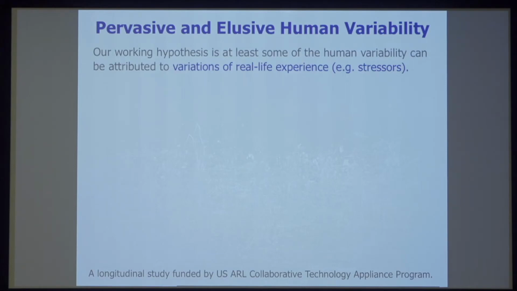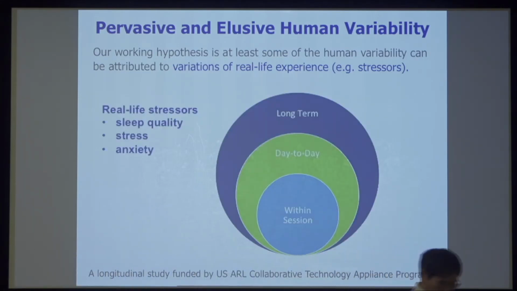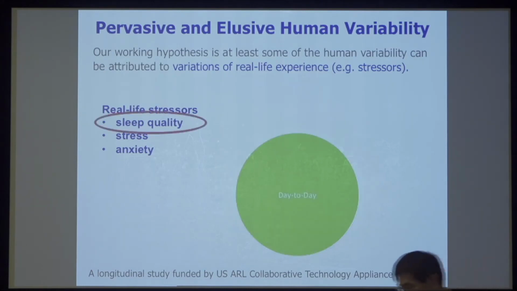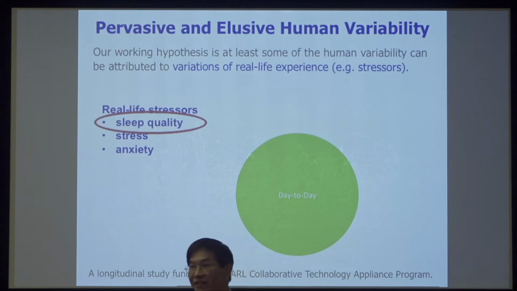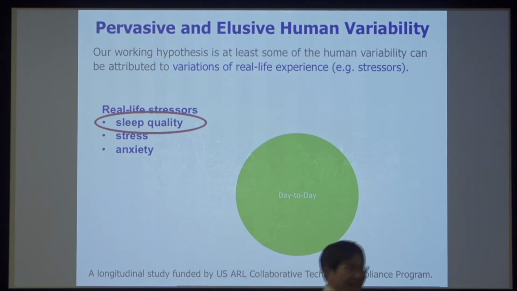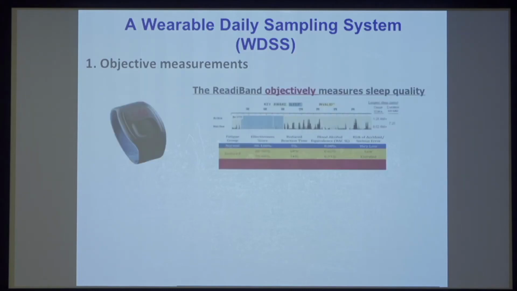So, the next few slides, I'm going to focus particularly on day-to-day variabilities and also sleep quality. We believe that sleep quality will be one of the major factors affecting your EEG and your behavior and the association between the two. So this is what we do. We ask subjects to wear this ready band, which is a wristwatch, to monitor their sleep quality over 5 months straight, every single day.